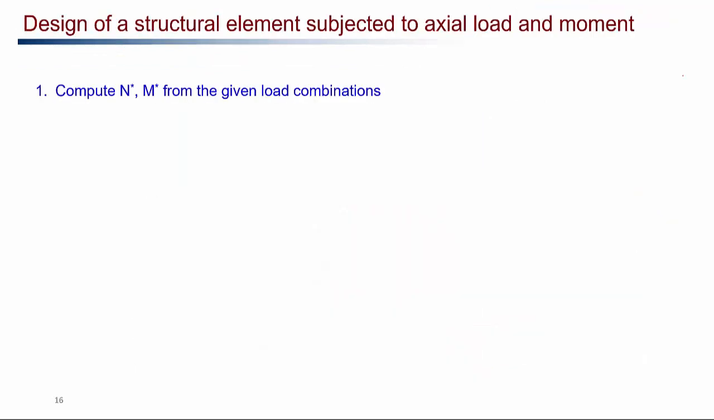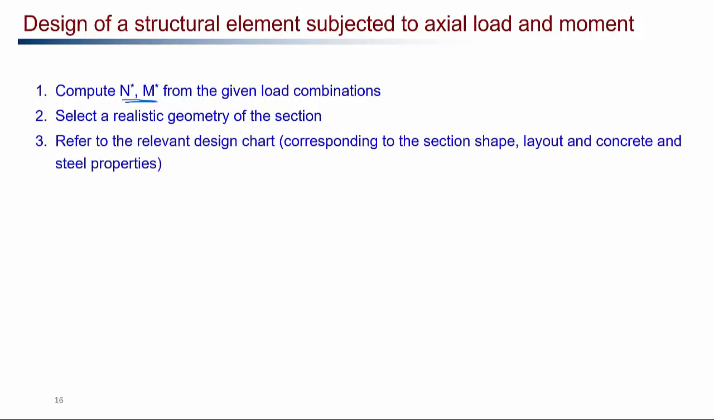So for the design of a structural element subjected to axial load and moment, the first thing that we need to do is find out the M star and N star, the maximum bending moment and the maximum vertical load acting on the column, using all the load combinations. Then we need to select a realistic geometry of the section. So we need to have the preliminary size of the column. We need to define that. I'll come to that one in a moment.